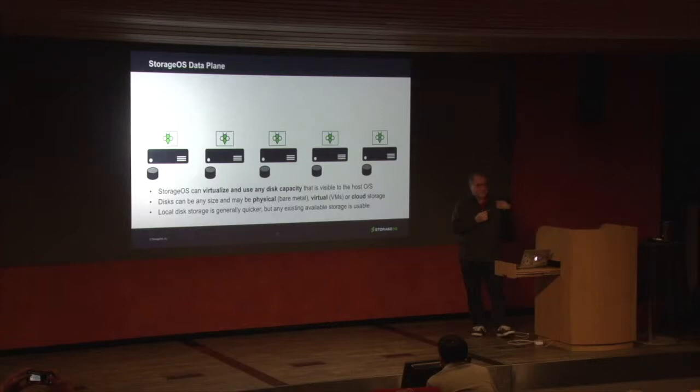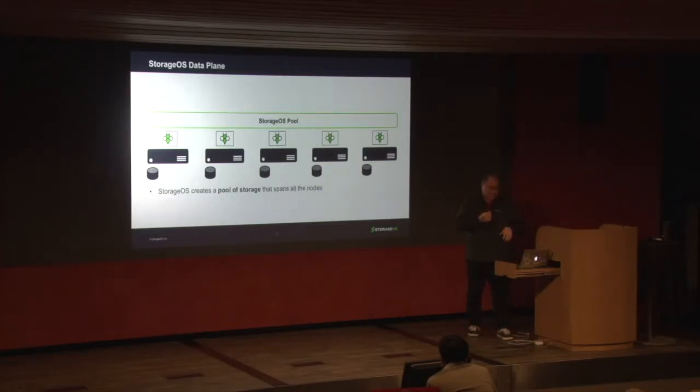We virtualize the different disks that are available on the nodes. So this can be things like physical disks in bare metal, or virtual disks in VMs, or cloud instances like EBS volumes, for example. And obviously, we prefer to use local disk, but we can happily use any disk which is visible on the host. So we can use storage from, say, an existing storage array if that's what you have today. And we take all of those disks and we create a pool of storage that now spans all of the nodes.